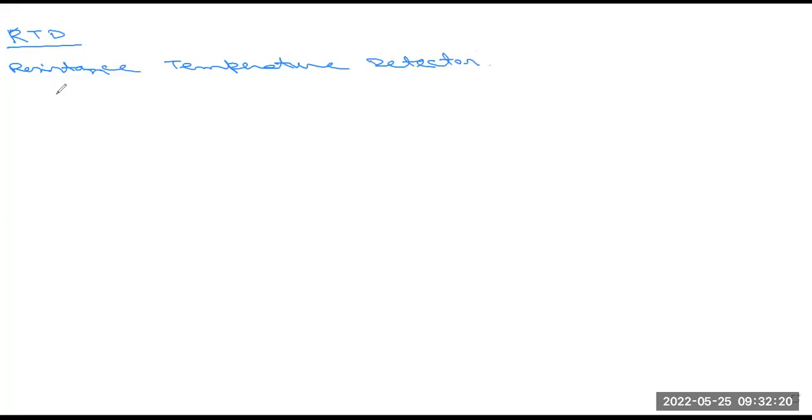Okay, so what is the basic principle of this RTD? So I have written here. An RTD basically has another name. It is also called a resistance thermometer.